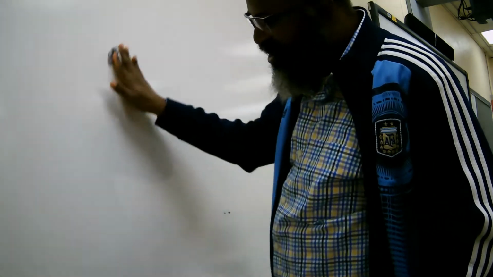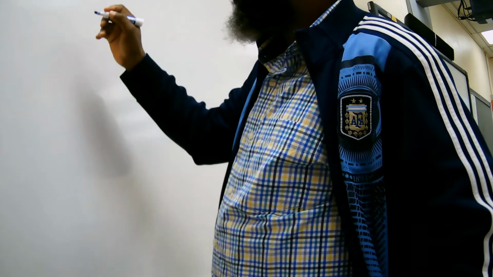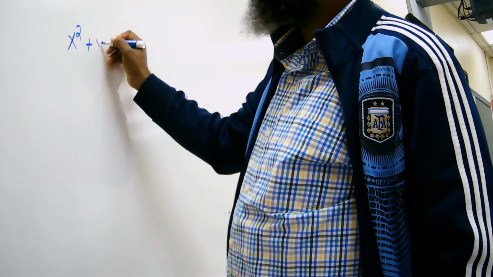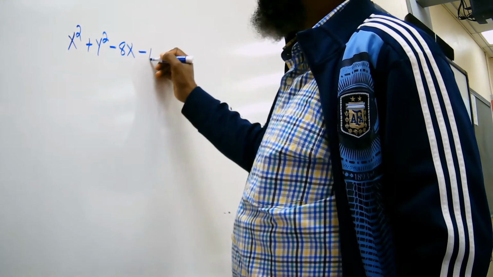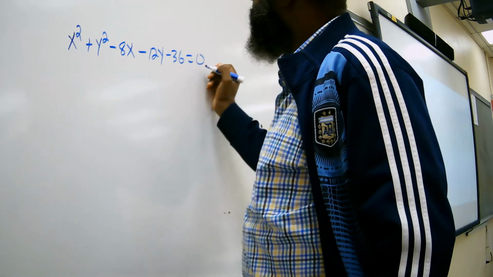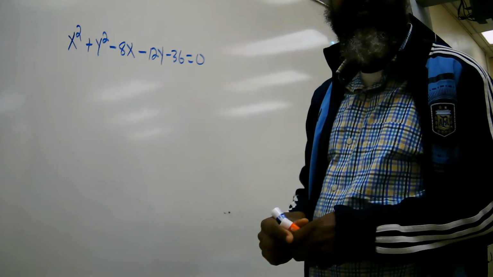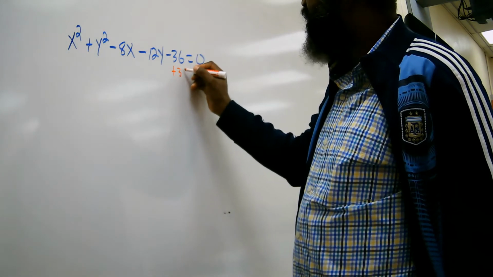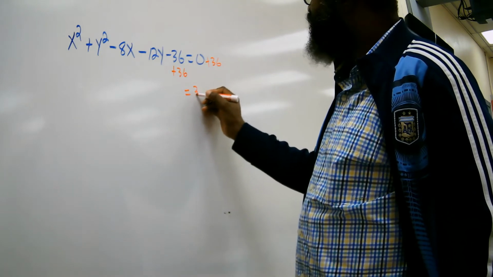But remember, not all the time the equation will be given to you in standard form. So let's go to when the equation is not given in standard form, where you have x squared plus y squared minus 8x minus 12y minus 36 is equal to 0. In this case, you know this equation is in general form. You need to convert that to standard form first. In this case, you need to get rid of your constant by adding 36 on each side. Then this will be equal to 36.